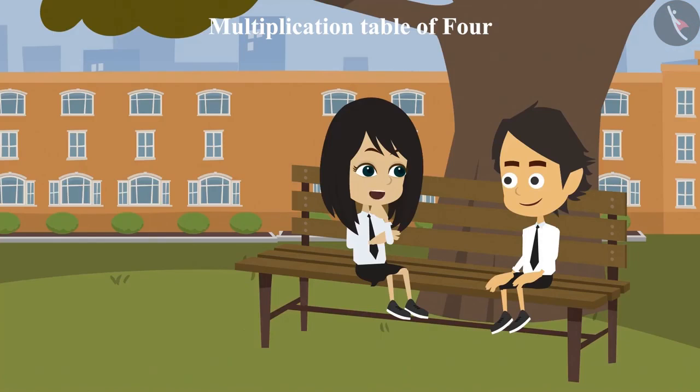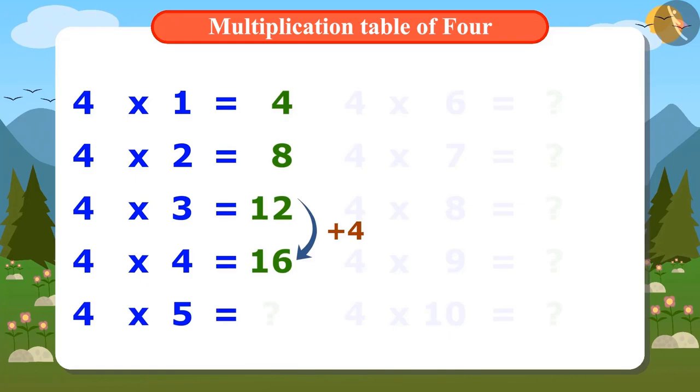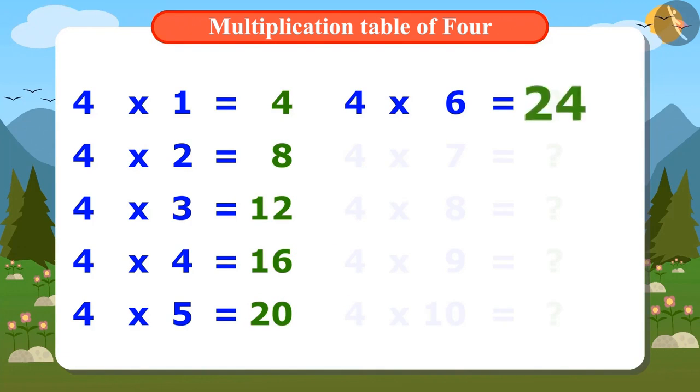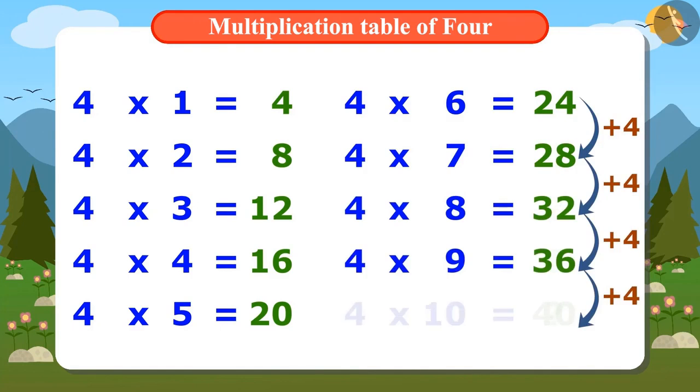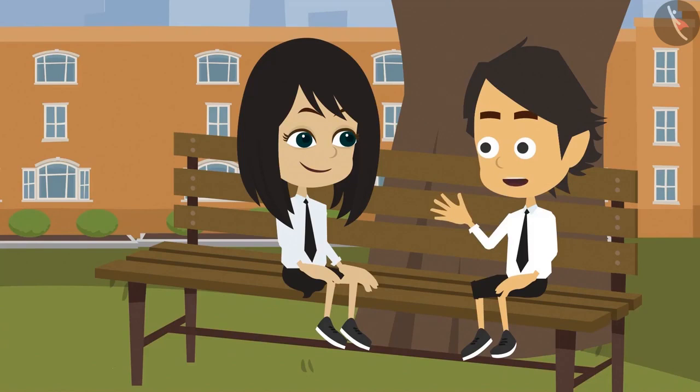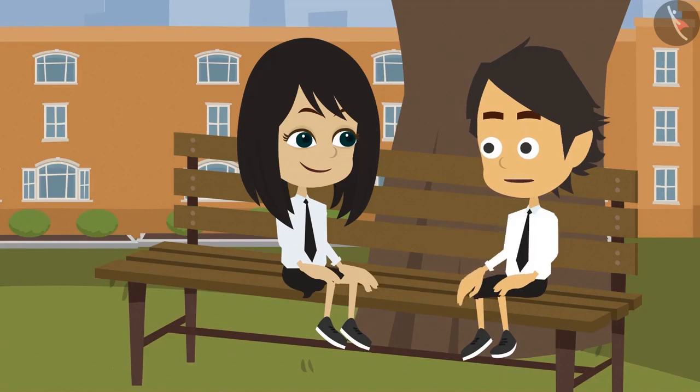That means we can find the next number in the multiplication table of 4 by adding 4 to 16, which will be 20. In the same way, we can find the next number by adding 4 to 20. That is 24. This way, we will continue to add and we will find out the next number. Now we get to know the whole multiplication table of 4.